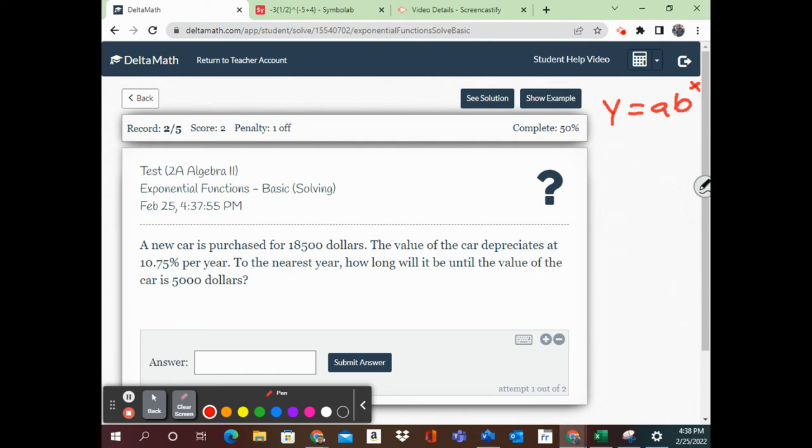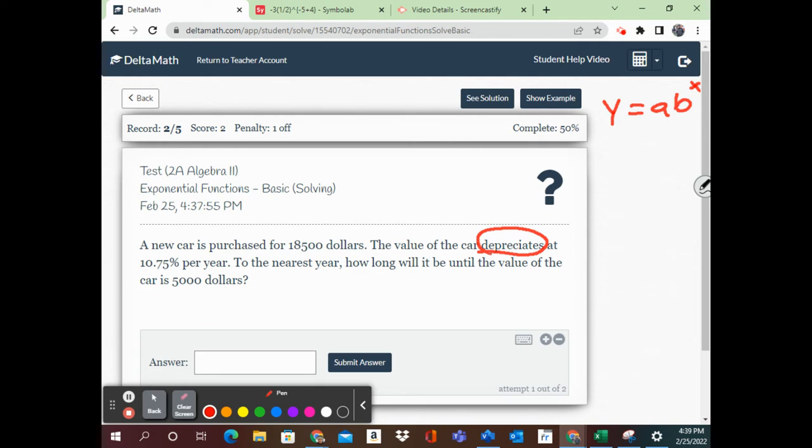So it says a new car is purchased. The first thing I think about when I hear a new car, I think of decay. I think of depreciated value. I don't think of growth, right? So it says purchased for $18,500. The value of the car depreciates. So this tells me we're not talking about growth. We're talking about depreciating value at 10.75% per year to the nearest year. So we're going to round up to a whole number. How long will it be until the value of the car is $5,000?